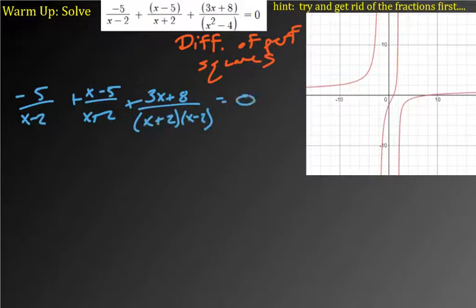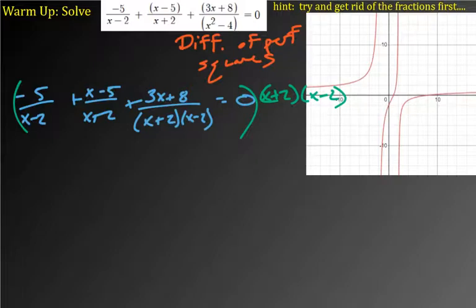Okay. And one thing that's nice here is on the bottom, there's a lot of common factors. The common denominator of this thing is x plus 2, x minus 2, which is the denominator for this one. So if we multiply both sides of this thing by that common denominator of x plus 2 times x minus 2, we should be able to simplify a ton of stuff.